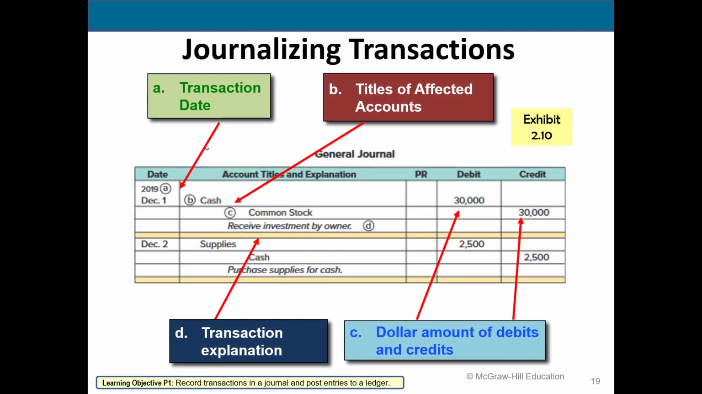So this shows how to record a transaction. We will list the date first, then the account to be debited, which is all the way over to the left, and the amount. And then you will indent and list the account title of the credit and list the amount under the credit column. And then we have an explanation.